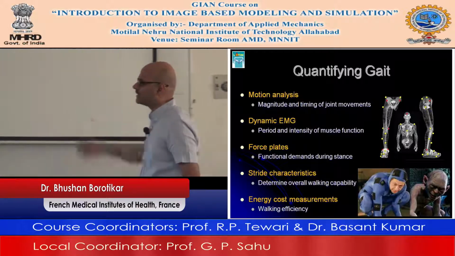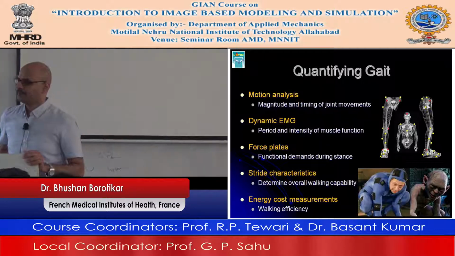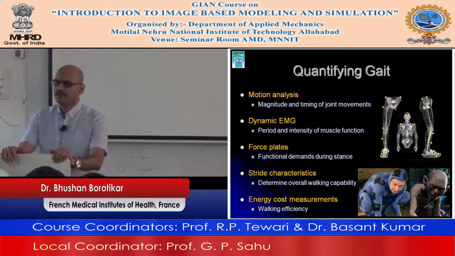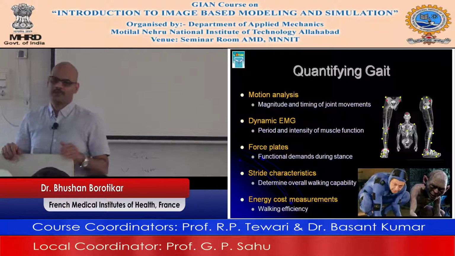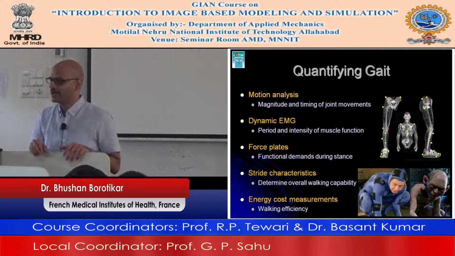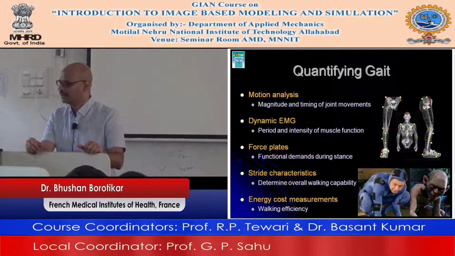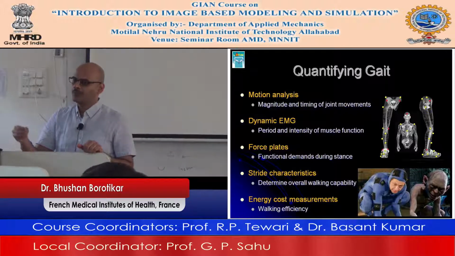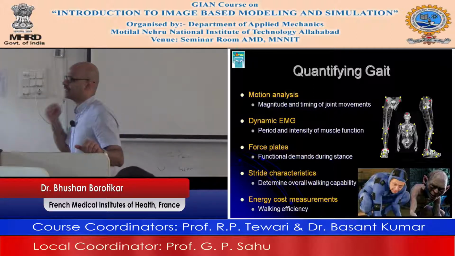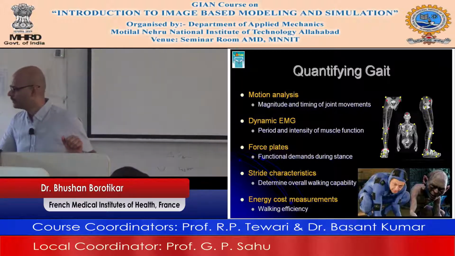Now, how do we quantify this gait? What are the means to quantify these phases? Qualitatively you can say that this person is limping, or this person is having pain, so he is having short strides. This person has a slow cadence. Qualitatively you can. How do you say that quantitatively? When I want to quantify gait, what do I use?